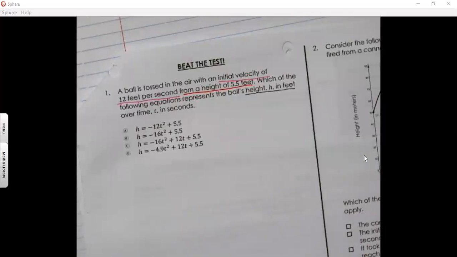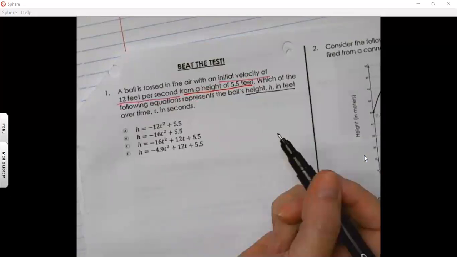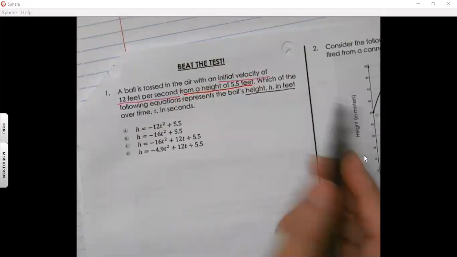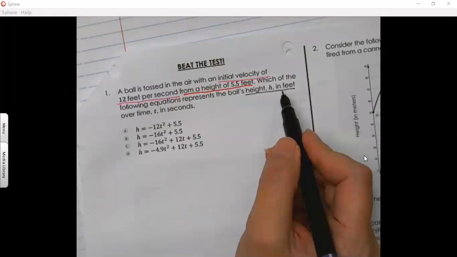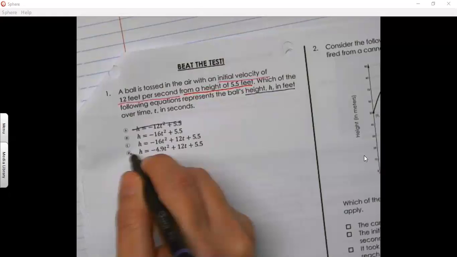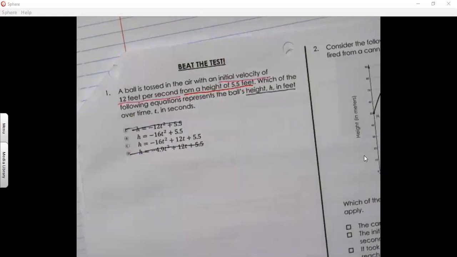A and D. Why A and D? Because these are in feet, so we know that your quadratic term should be negative 16. On A and D, the quadratic term is not negative 16, so it can't be either of those. It's got to be either B or C. Which one is it?